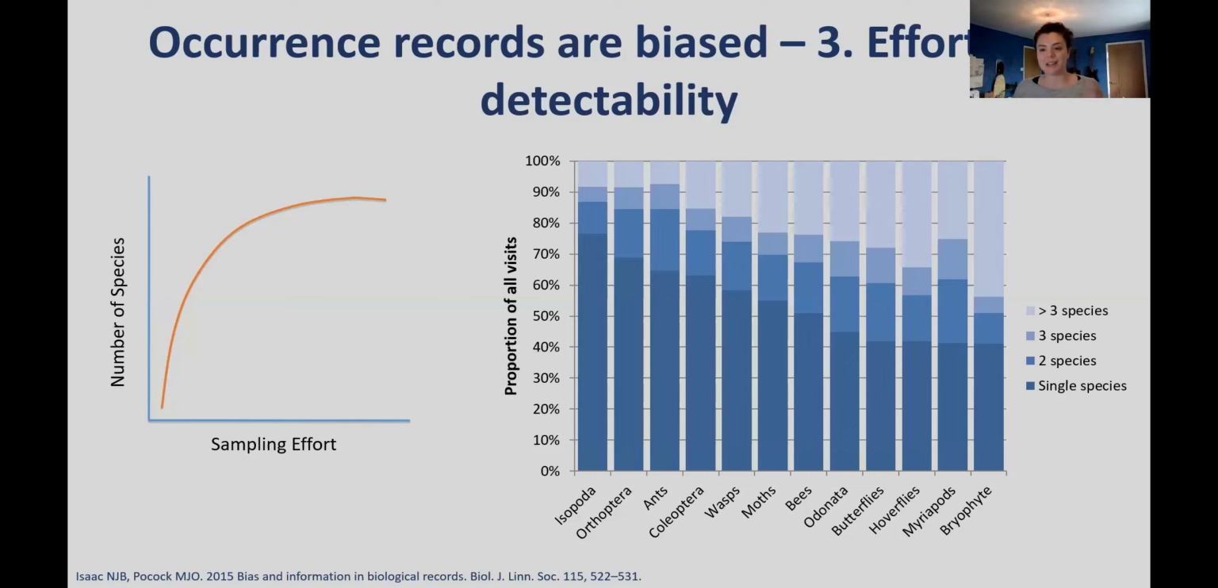So this unevenness again in the effort that is put into the different surveys makes these records very difficult to compare in space and time. And it makes it really difficult to infer absences from non-detections. We can't really tell that because a species was not recorded, it wasn't there.